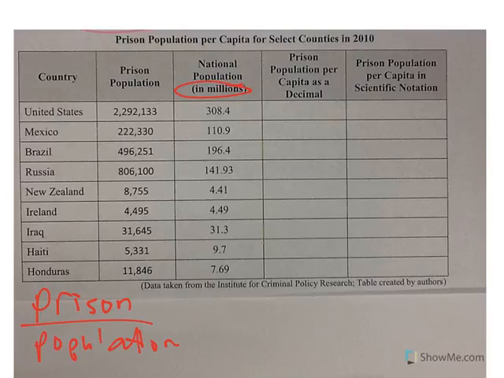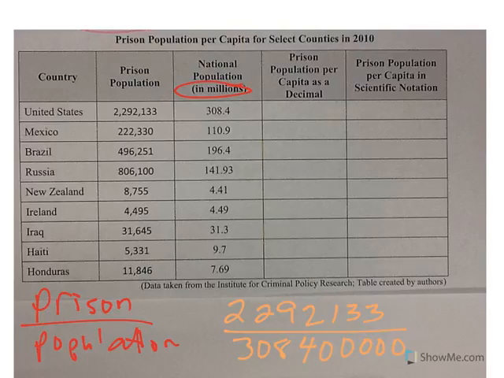That means you either need to use times 10 to the 6th or, to put it in standard form, go 6 places. So let's do the U.S. together. With the U.S., I've got a prison population of 2,292,133, and I'm going to divide that by 308, and then I'm going to add 6 decimal places. So 1, 2, 3, 4, 5, 6.